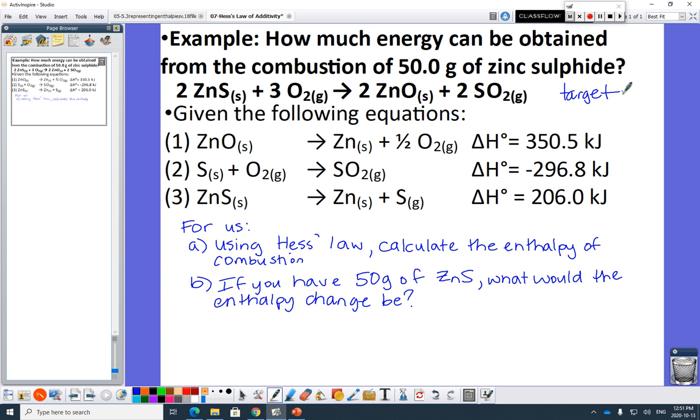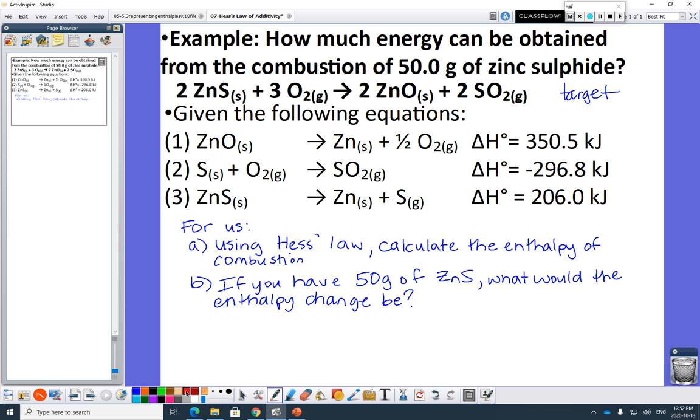Okay? So step number 1 has zinc oxide, zinc, and oxygen. So maybe your eyes are drawn to the zinc. Do we want zinc in our target? Is it in here? Zinc by itself? No. Oxygen is in our target, but it's on the wrong side. It has the wrong coefficient. But the problem with oxygen is it's also in step number 2. Okay? So that can screw things up.